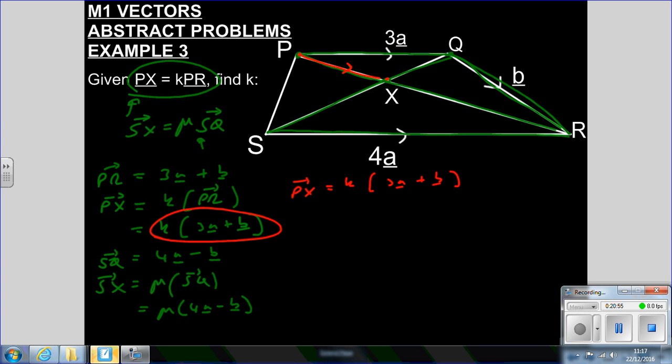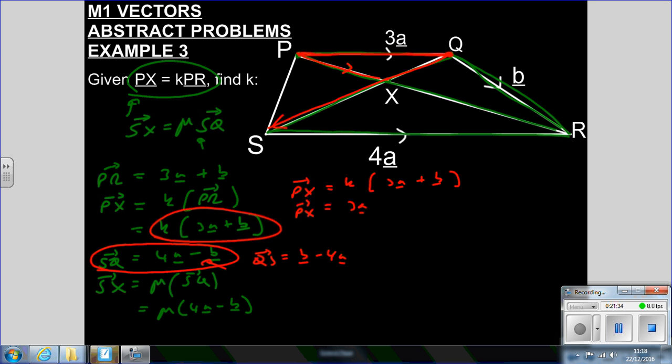So we've done the direct way, but we could also go this way, couldn't we? We could go P to X is also the same as 3a, which is P to Q, and then back some proportion of Q to S. Well, we know that S to Q is 4a minus b. So therefore Q to S, if I'm going the other way, is to times everything here by minus 1, isn't it? So this is b minus 4a, yeah?